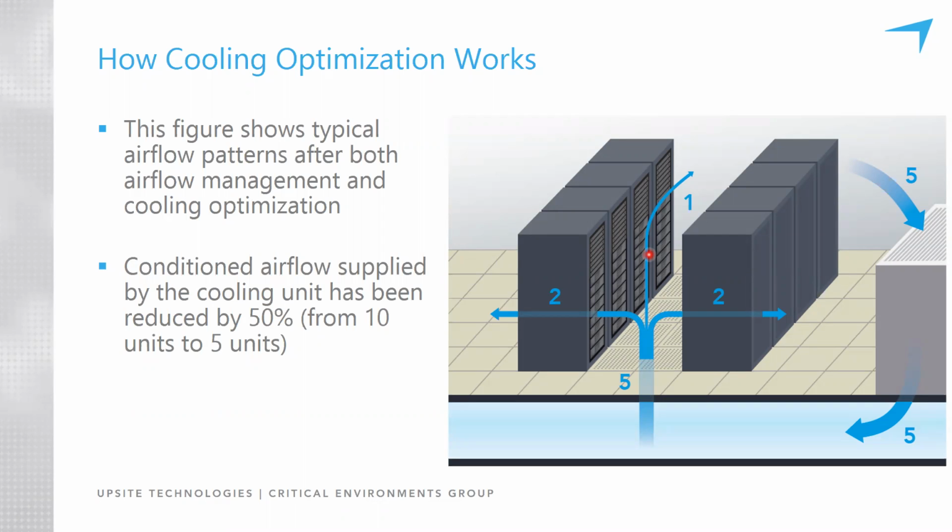So that's bypass airflow, and it's really important to understand at the room level. It's very simple to calculate. It's the total flow rate moving through all the cooling units minus the flow rate moving through all the IT equipment. What's left over is bypass airflow.